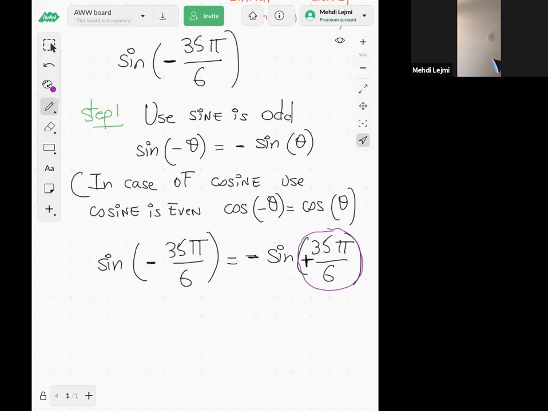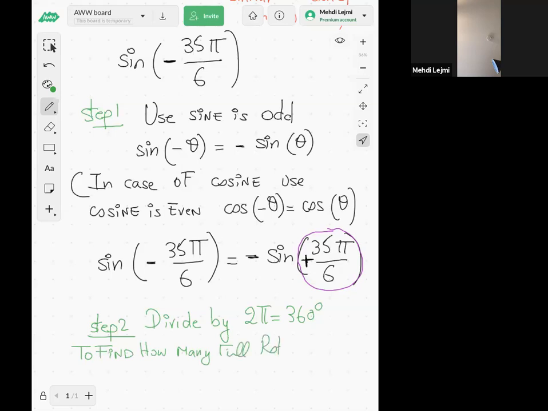Okay. Now, next step. So how do we find sine of some positive angle? Well, the next step would be to divide. You have to find how many full rotations you have in this angle. So you divide by 2 pi, which is 360 degrees, to find how many full rotations are in your angle theta.